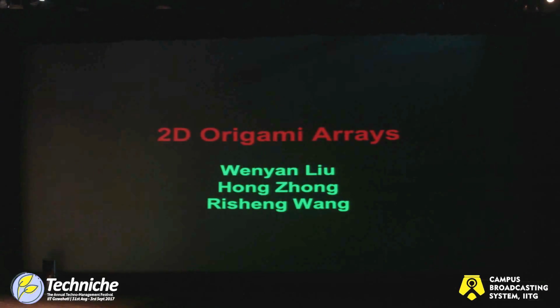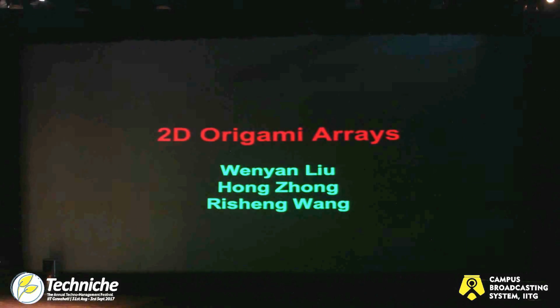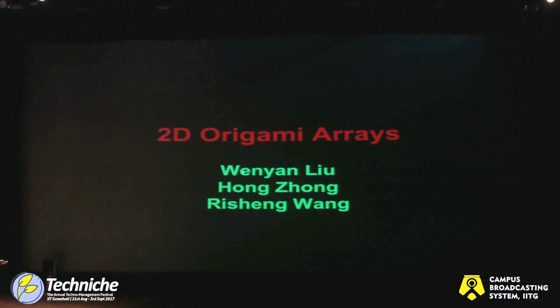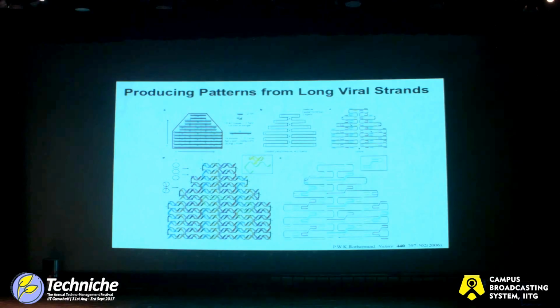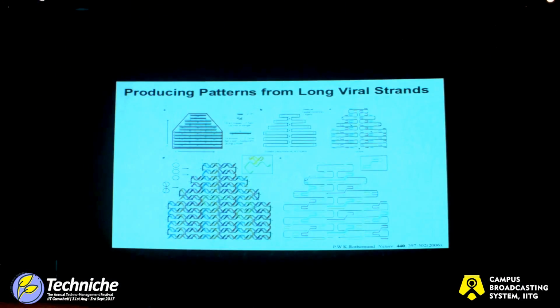Now, there's a kind of DNA construct that we didn't think up, but which really interested us, called DNA origami arrays. It's a totally different scale from what we've been discussing. This is work done by Wenyan Yu in particular, also Hong Zheng and Risheng Wang. And DNA origami is a technique invented by Paul Rothemund about a decade or so ago, a little more now.